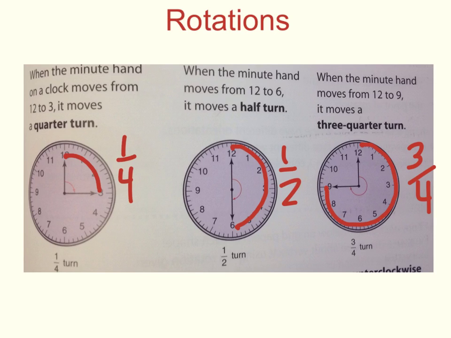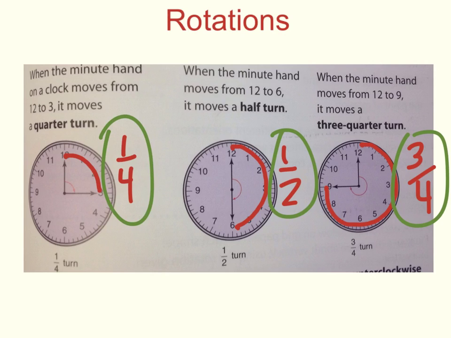And this is how we describe rotations. Half or a quarter turn, half a turn, and 3/4 of a turn. So let's look at some examples.